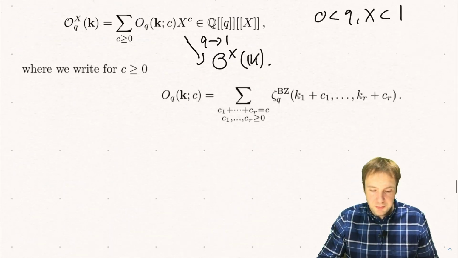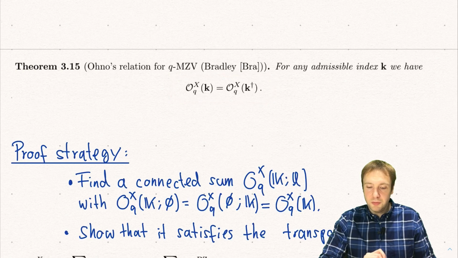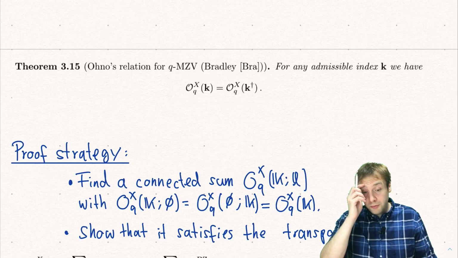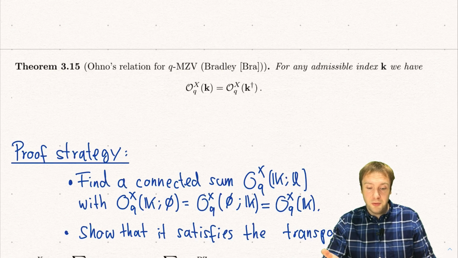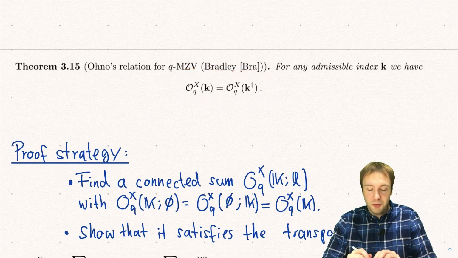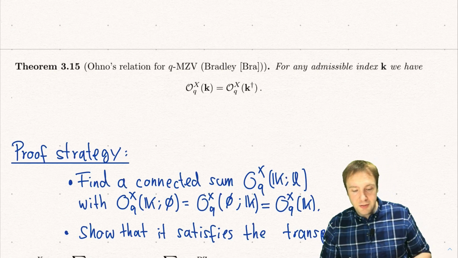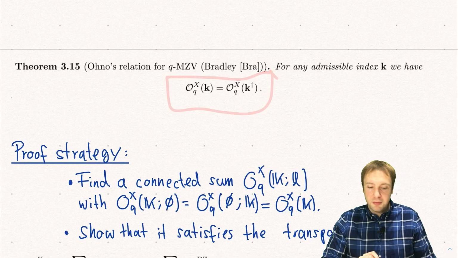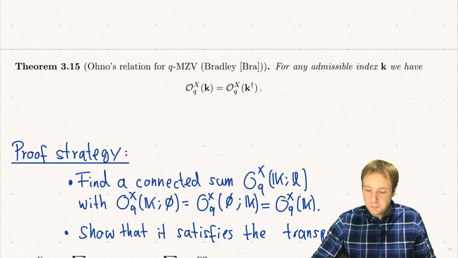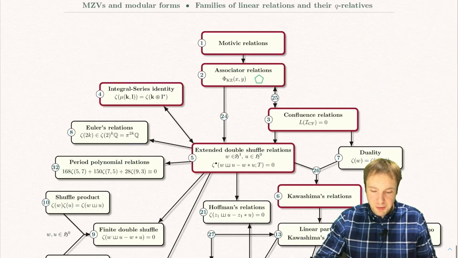And therefore, the Ohno relation holds for this q-Ohno sum, and therefore also the duality for this q-analog and the sum formula hold. Also, this gives another proof of the sum formula and the Ohno relation for multiple zeta values by sending q to 1, and therefore also another proof for the duality. So this somehow generalizes everything we saw before. Okay, so this was the main part today.